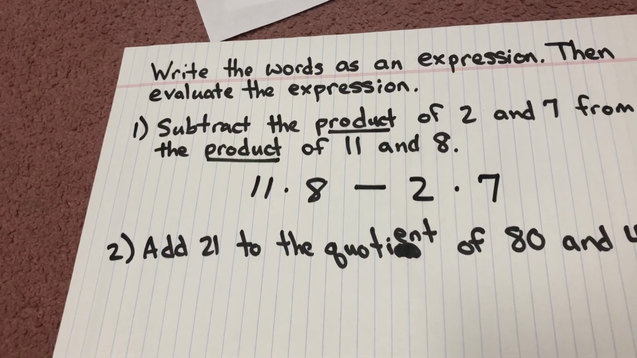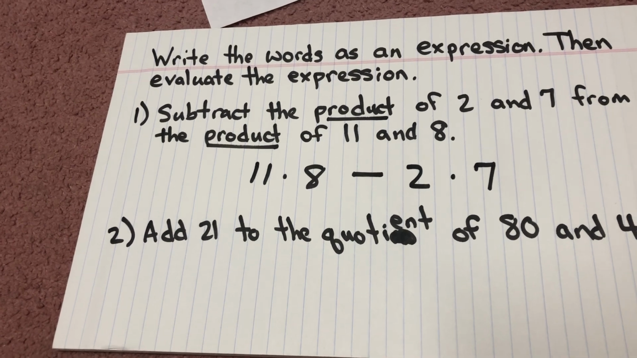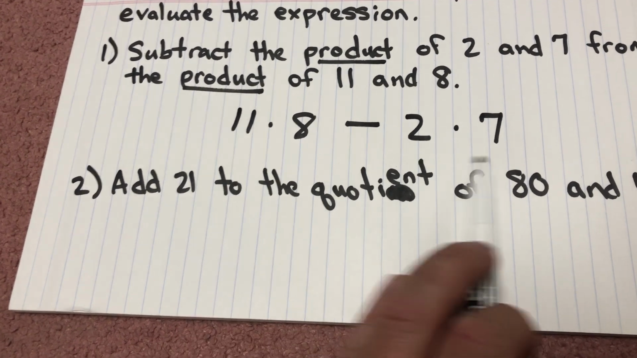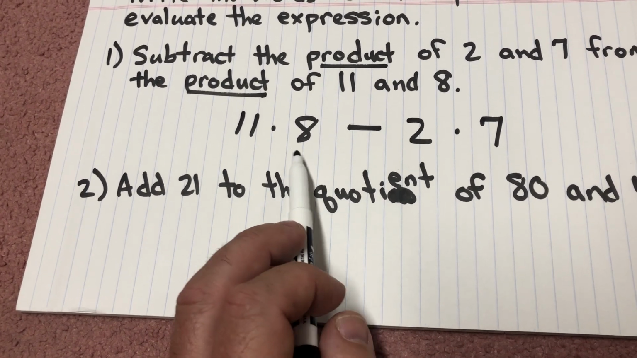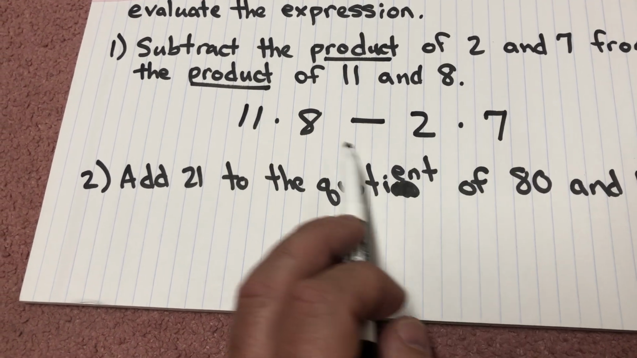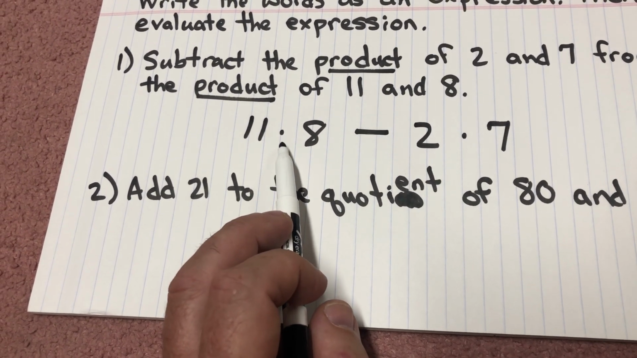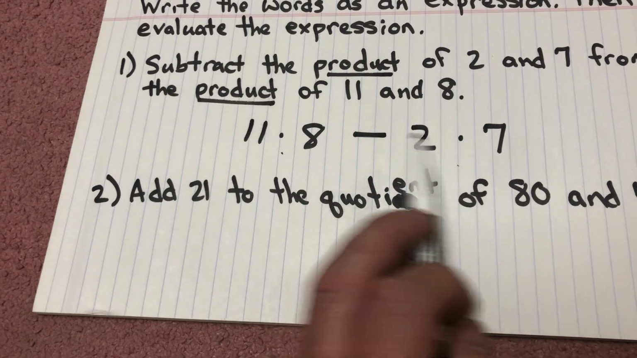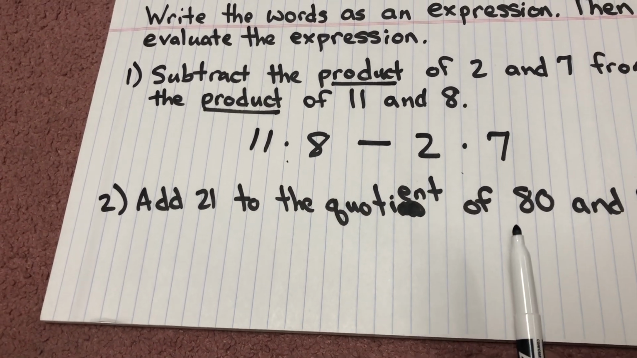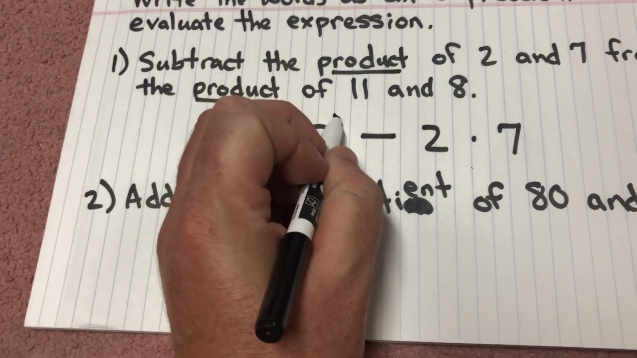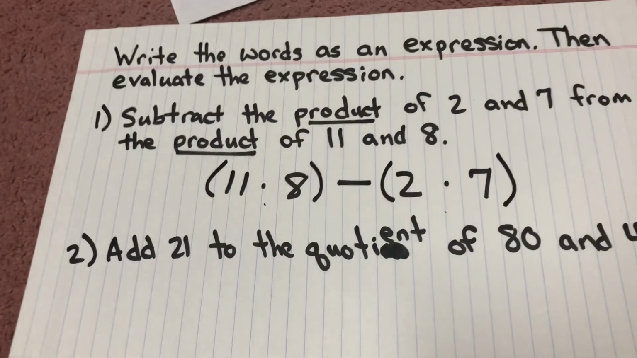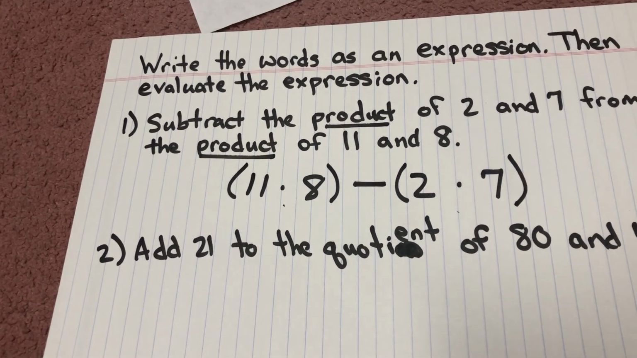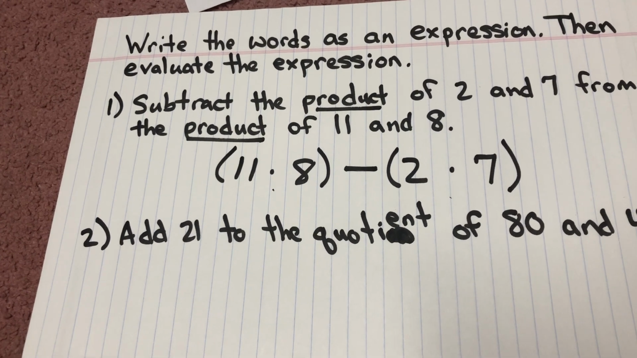Now, first of all, are parentheses necessary? No, in this situation, because the order of operations would tell me to multiply first. There's no parentheses, there's no exponents. So I would actually be multiplying and dividing left to right first, which means I would do 11 times 8 first, then I would do 2 times 7, and then I would subtract whatever those two numbers are that are left. However, it's not wrong to go ahead and put those in parentheses, if that helps you, okay? But once again, as long as you follow the order of operations correctly, parentheses are not going to affect anything.